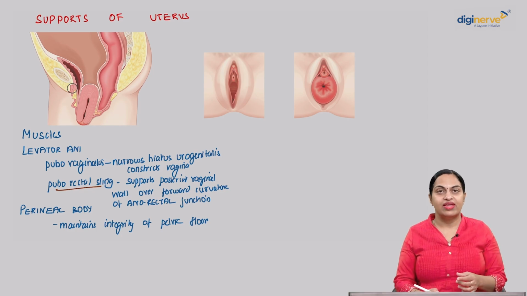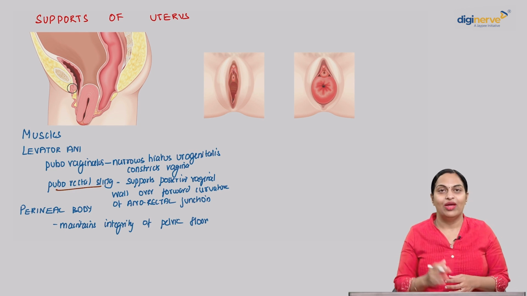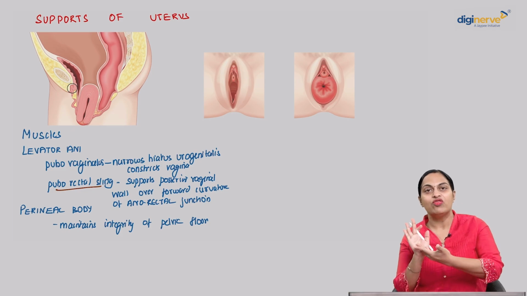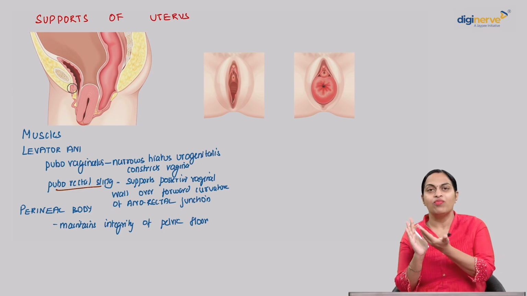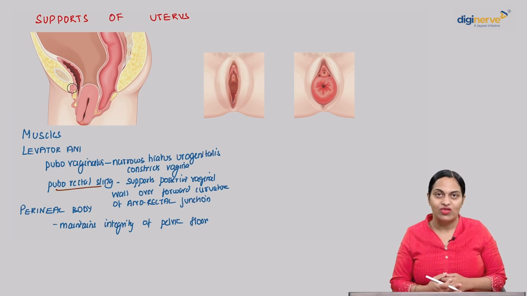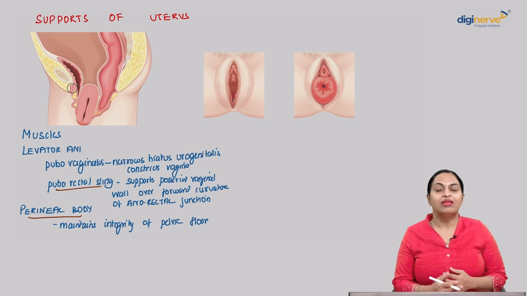This puborectal sling goes behind the anorectal junction and pulls forward the anorectal junction. Over this, the posterior vaginal wall leans over. So the forward curvature of the anorectal junction forms a support for the posterior wall of vagina. If there's some injury to the puborectal sling, then the support for the posterior vaginal wall is lost. That again can favor uterine descent into the vagina. And then the perineal body maintains the integrity of the perineum. Any injury to it can again predispose to uterine prolapse.